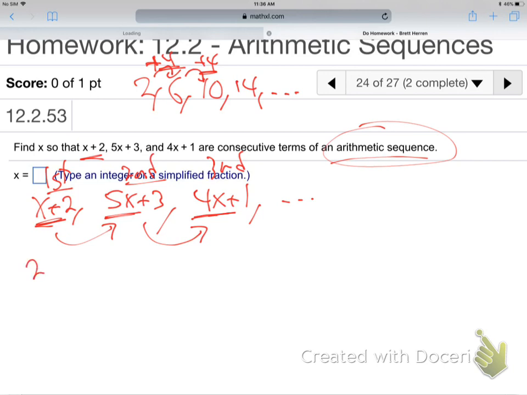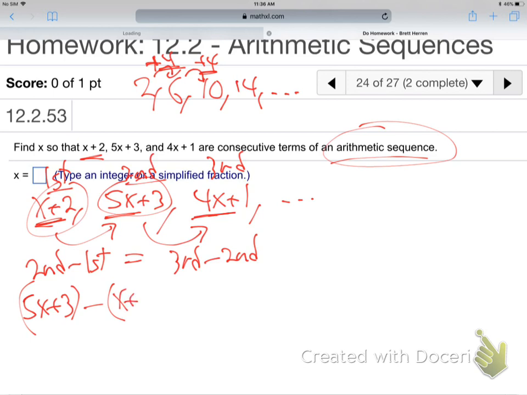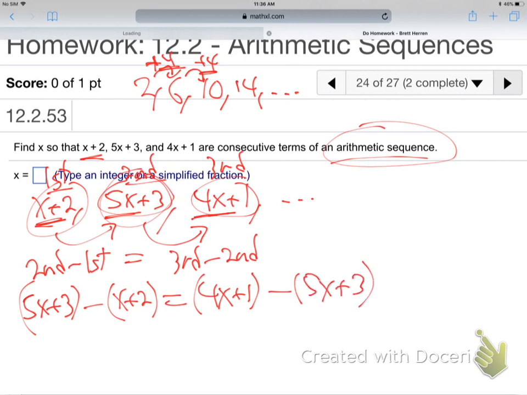So in other words, I take second term minus first term. That's the difference between the second term and the first term. That must be equal to the difference between the third and second, because it's the same jump every time. That's the trick. You take the second term, 5x plus 3, minus the first one, x plus 2. And that's equal to the third one minus the second one again. Those have to be equal, because it's the same jump amount. Do you all see that trick? Then you have to solve that for x.